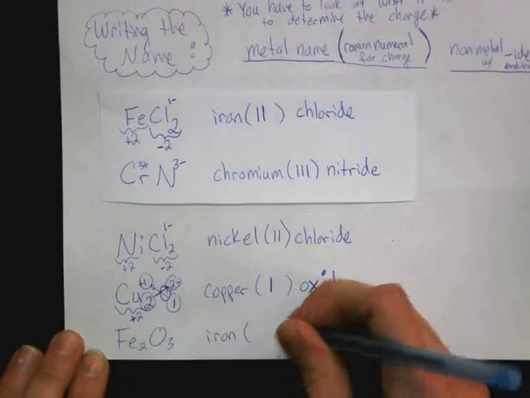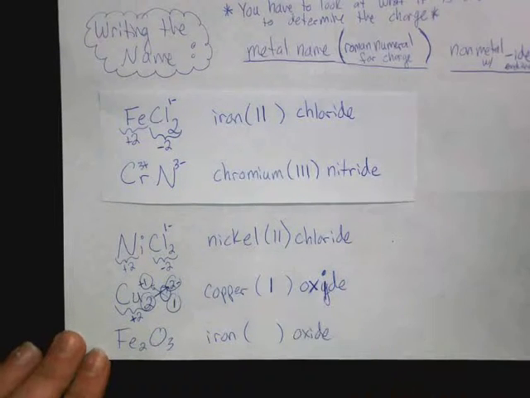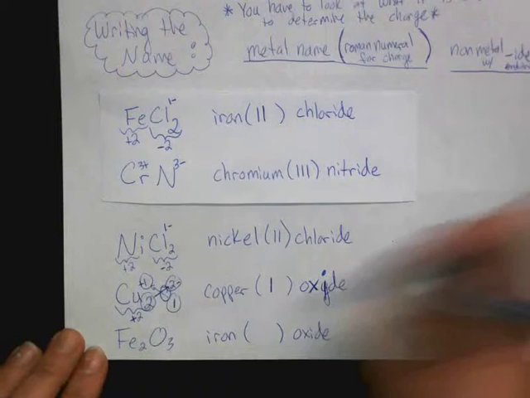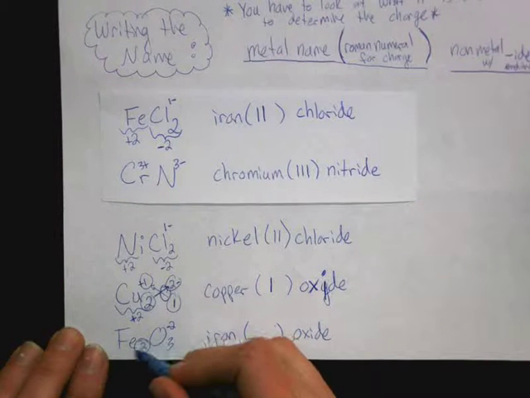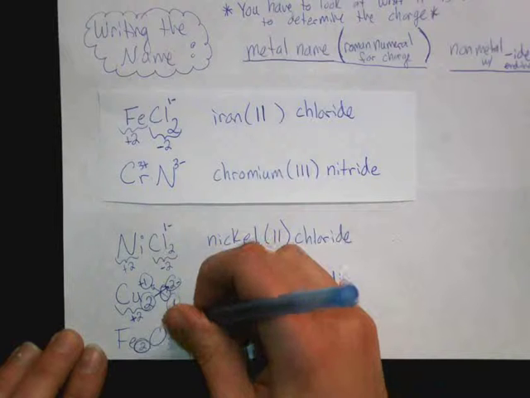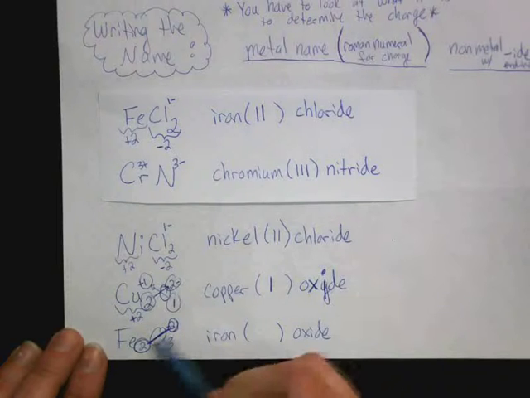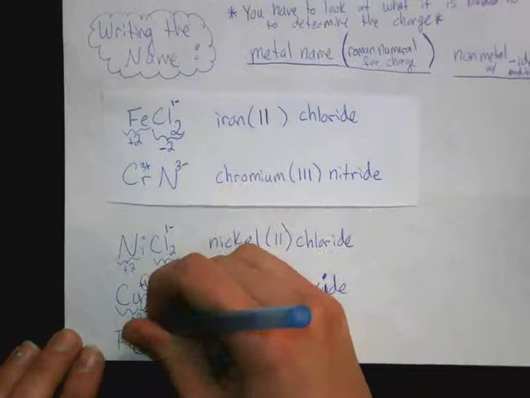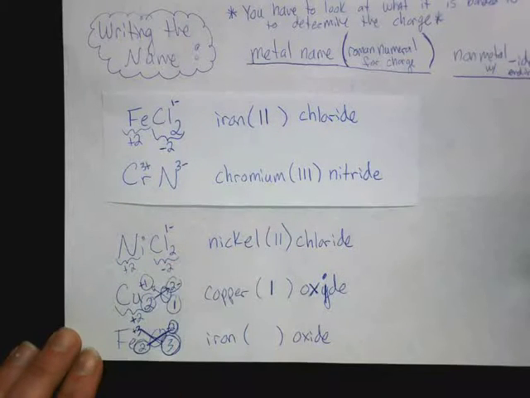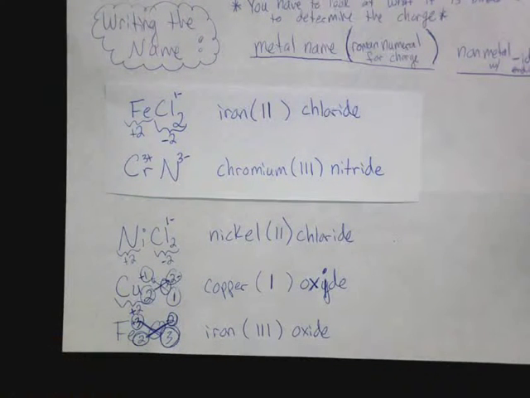Fe2O3. Well, Fe is iron. We already know it needs Roman numerals around it. Oxygen would become oxide. Now, if I look on oxygen, it's going to be a -2 charge. Oh, this subscript matches this charge, which means that we can just crisscross them. Well, if we crisscross that, then we can also crisscross this to be the charge on iron. So my iron is going to be iron 3 oxide.